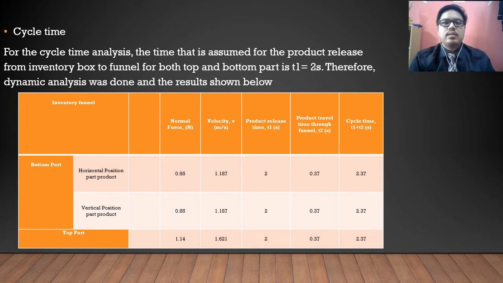Next is the cycle time. For the cycle time analysis, the time assumed for the product release from the inventory box to the funnel for both top and bottom parts is 2 seconds. Therefore, dynamic analysis was done and the results are shown below. The cycle time for the bottom part and top part shows the same time, which is 2.37 seconds.